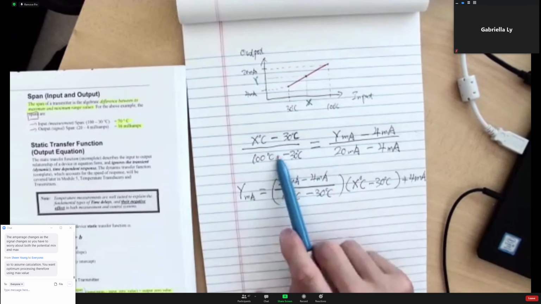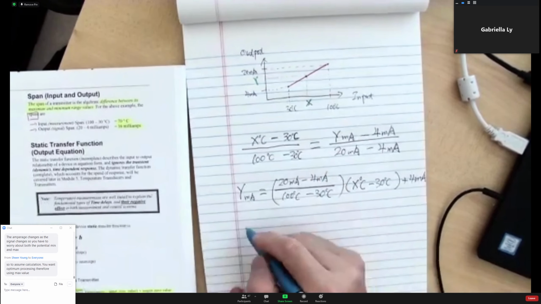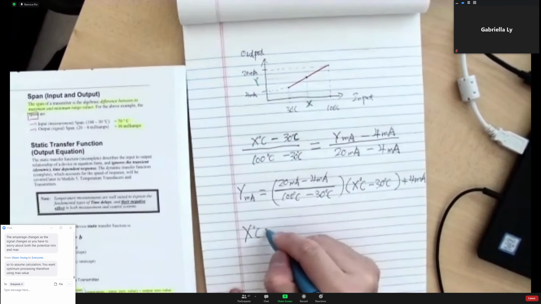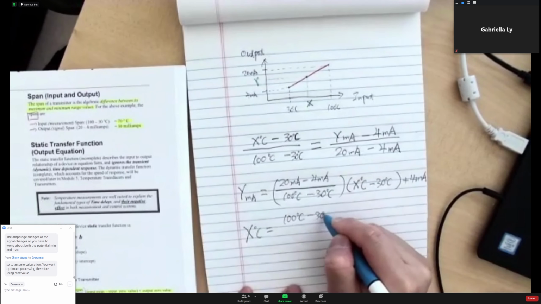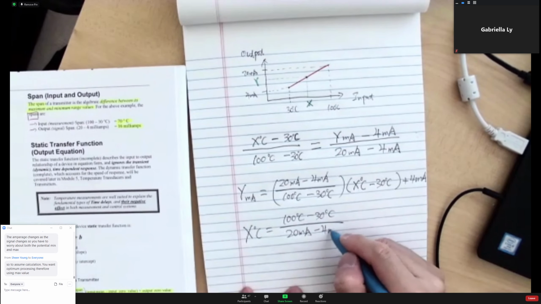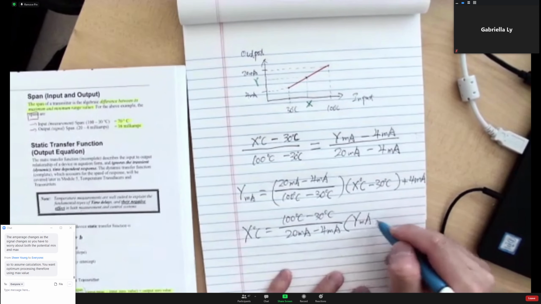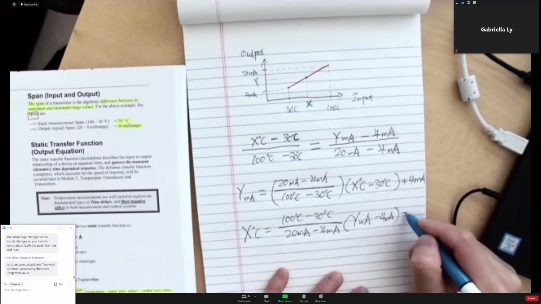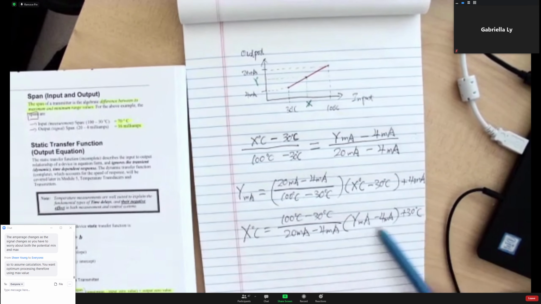Or if they give you the y value for the current and want you to find the x value, all you have to do is transpose this. It becomes 100 degrees subtract 30 degrees, we just flip it, 20 milliamps subtract 4 milliamps, times this y milliamps subtract 4 milliamps, add 30 degrees. So this is the basic transposing. We can convert them this way.